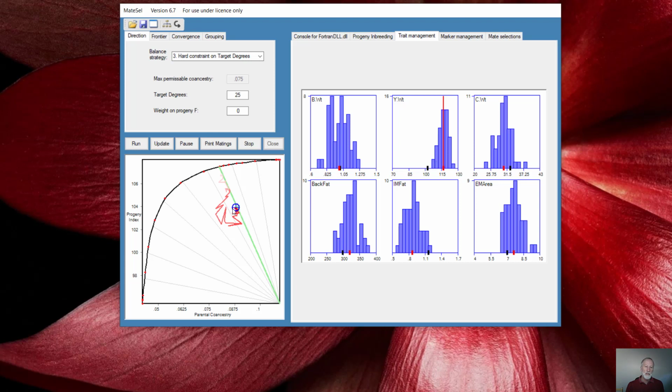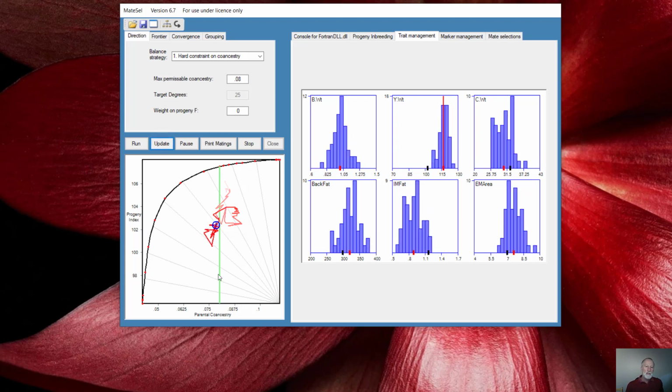But while I'm sitting down here looking at the compromise that we have made from the frontier, let's now consider a different way of achieving such a compromise by looking at a hard constraint on co-ancestry. So if now we were to take co-ancestry approximately equal to this point in the frontier, which is about 0.08, let's just try 0.08 as a limit on co-ancestry, and I update.